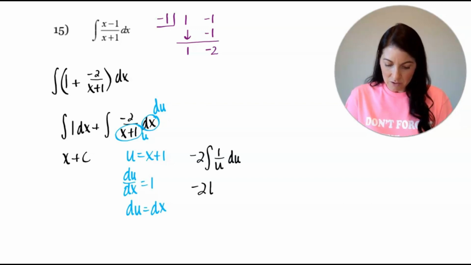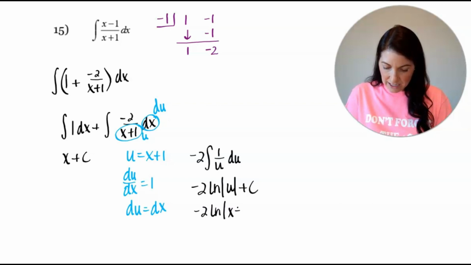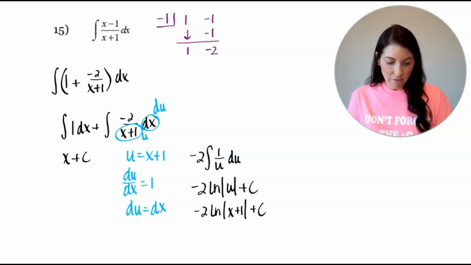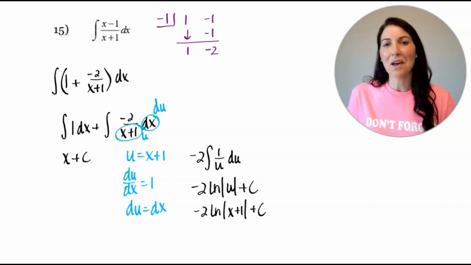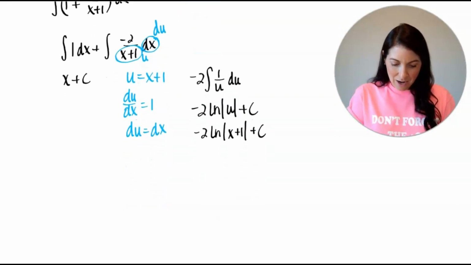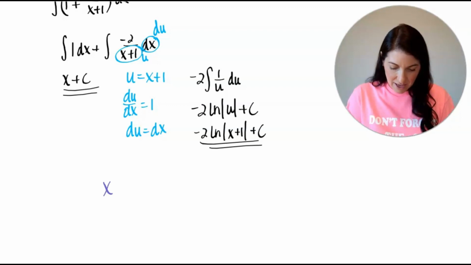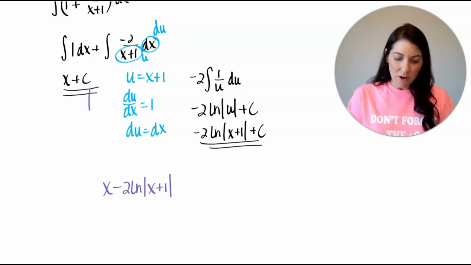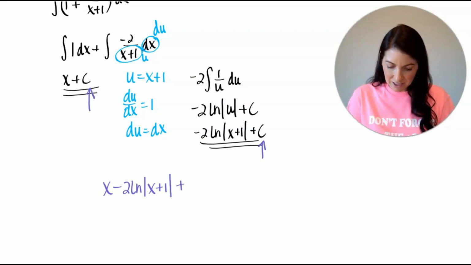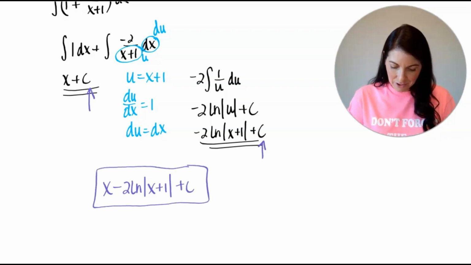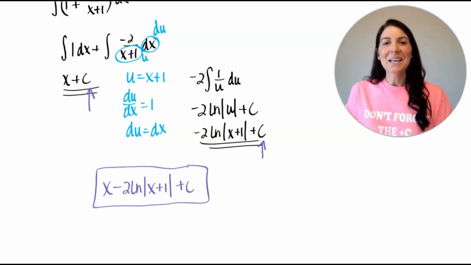The antiderivative uses a natural log. So it would be negative 2 times the natural log of u. And replacing our u with the expression x plus 1, you can see that the antiderivative would be negative 2 natural log of the absolute value of x plus 1 plus c. So let's go ahead and rewrite this and this together to get our final answer. Our final answer would be x minus 2 natural log of the absolute value of x plus 1. And then we had a constant plus a constant, so together that gives us one single plus c.